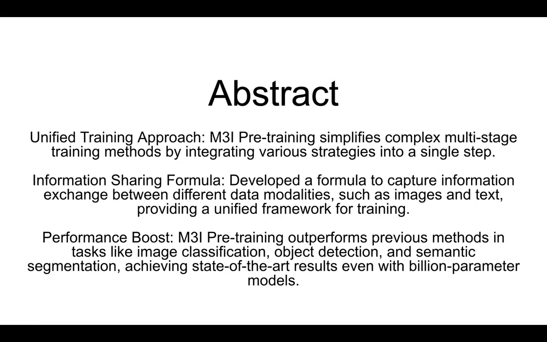So, the information sharing formula. This is for a task where you need to understand different kinds of information together, like image with text. It is important to share information between them. The information sharing formula developed with M3I pre-training puts this sharing into a math equation, and it helps train the model to use and mix information from different sources, making them work better. And the performance boost, as I told, is that it boosts the performance of the model, even for billion-parameter models.